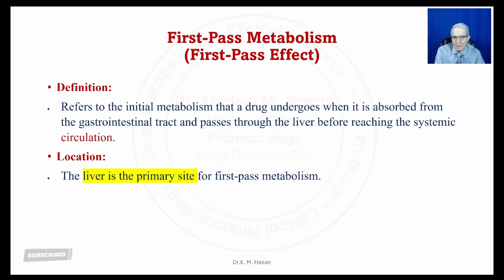Okay, so we continue speaking about the pharmacokinetic. We have another important characteristic of the effect of the body on the drug. We call this one first pass metabolism. The first pass metabolism is defined as the initial metabolism that a drug undergoes when it's absorbed from the GI tract and passes through the liver before reaching the systemic circulation. So we are going to stop for details for this concept here, first pass metabolism. So this is initial metabolism.